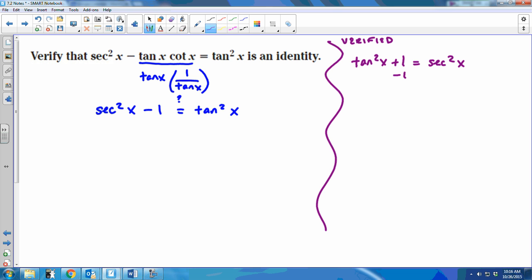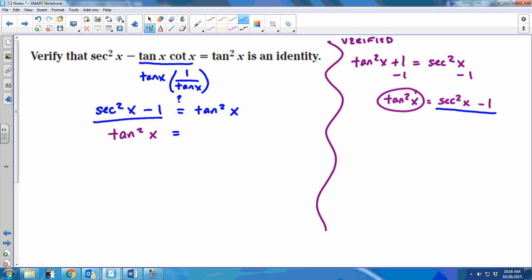So if I subtracted 1 from each side here, then anywhere I see secant squared x, I can replace it with tangent squared x. So now I've proven this is true. I've shown that both sides are exactly the same. Does that one make sense? Or do people have questions? Okay.